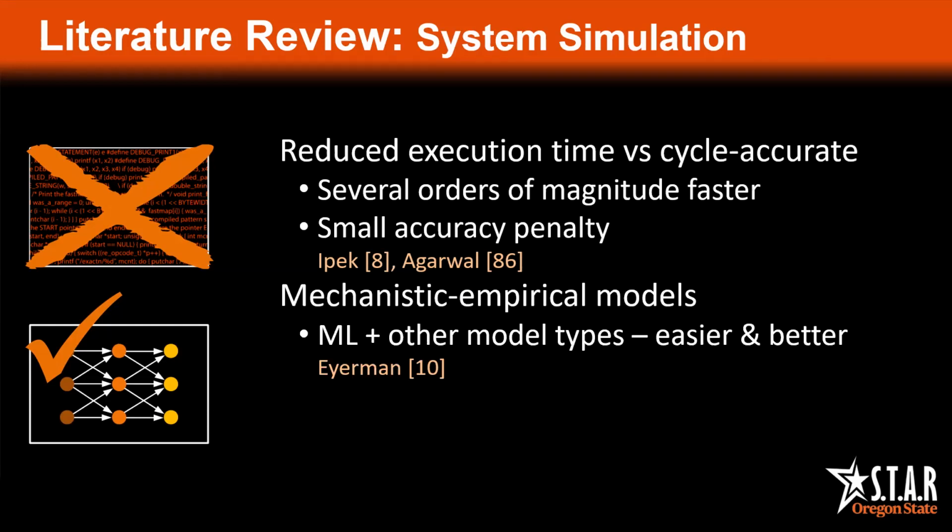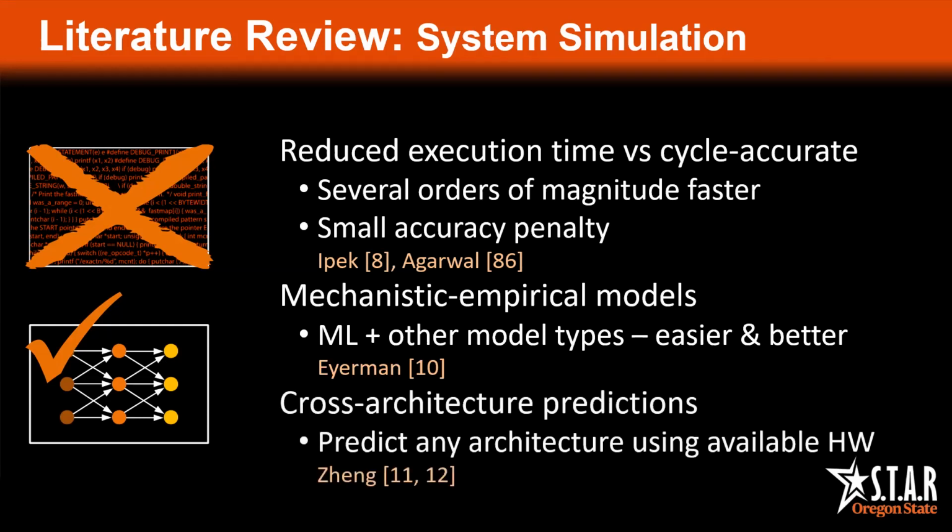Another common application is cross-architecture performance and power predictions. Zhang first considered a linear regression model for this task. They profiled Intel and AMD processors while predicting performance for an ARM processor. They later expanded this work to consider program phase-level predictions. Notably, this approach achieves under 1% average error for cycle count predictions and 2.5% error for power predictions.